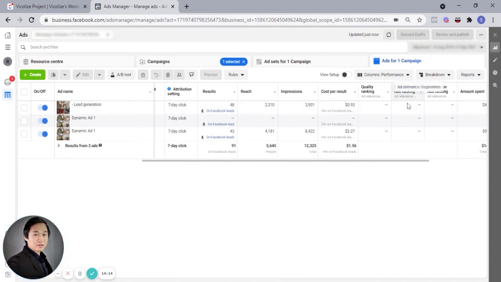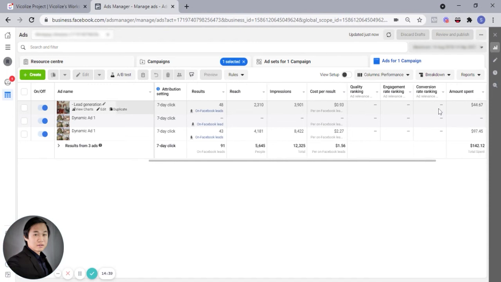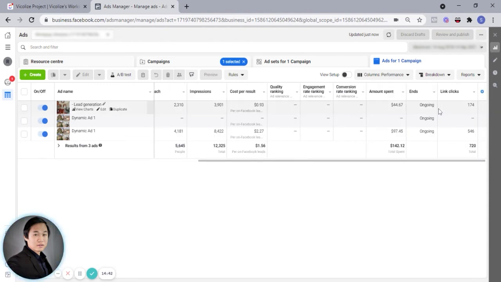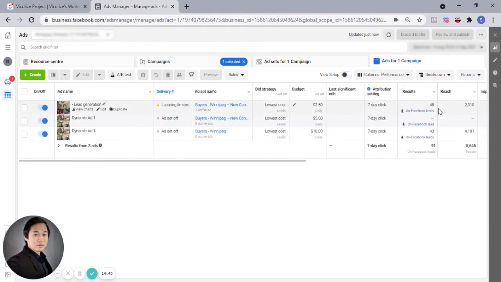Same goes with the engagement rate ranking. It shows you if your ad is above average when compared to other ads running in the same niche in terms of engagement with people. Same goes with the conversion rate ranking. It will show how likely your ad is to be clicked on by someone and get converted. So it gives you the same idea as well. So yeah, I think that's pretty much it.